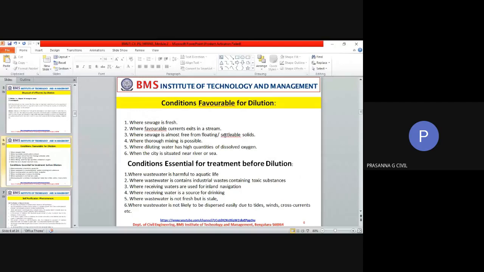Now, what are the conditions which you need to look at if you are thinking about dilution? Right now, untreated wastewater, you shouldn't think about disposing of by dilution. But at certain periods of time, like excessive generation or heavy flooding has caused problems, which will probably give a reason for dilution to be used as a method of disposal of the waste. But if you have to use dilution, the sewage should be fresh.